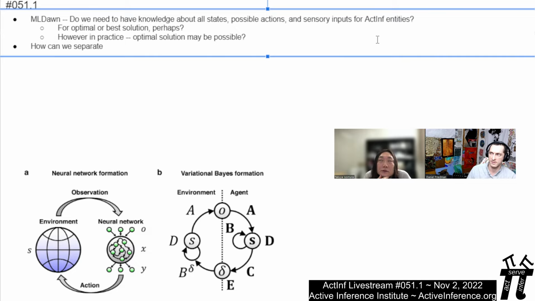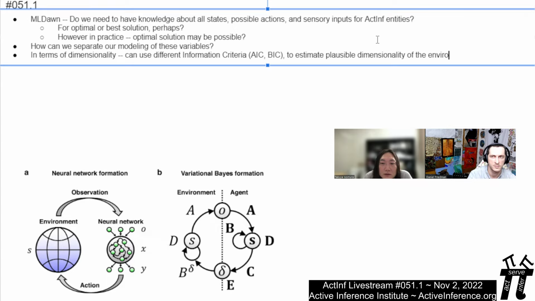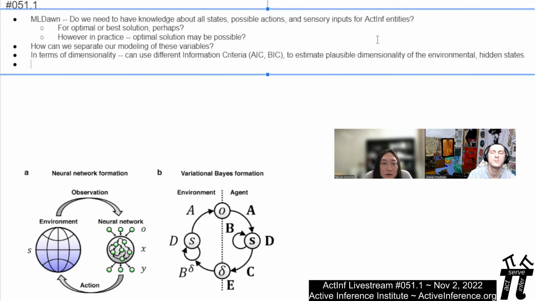For example, in terms of dimensionality, there is a statistical technique to estimate the dimensionality. For example, various information criteria, like Akaike information criteria, Bayes information criteria, all of them try to infer or estimate a plausible dimensionality about the experimental environmental hidden states. So there is an analogy with those information criteria and variational free energy minimization. So with variational free energy minimization, we can identify the plausible model structure, which in principle involves the dimensionality aspect.